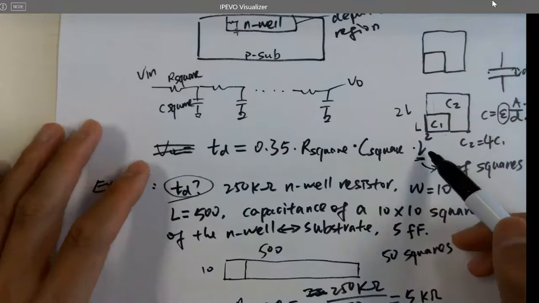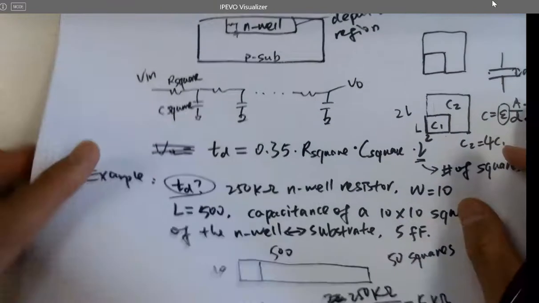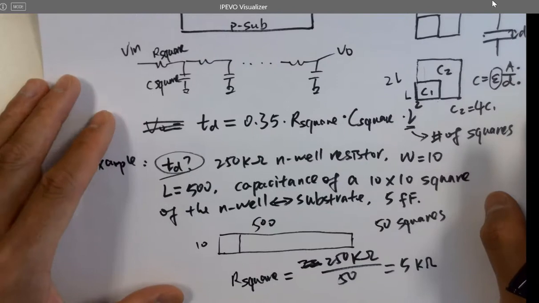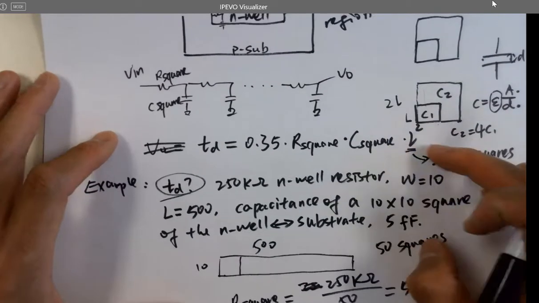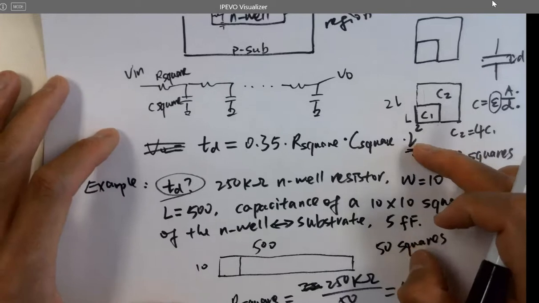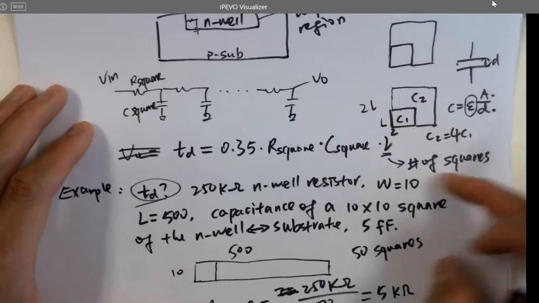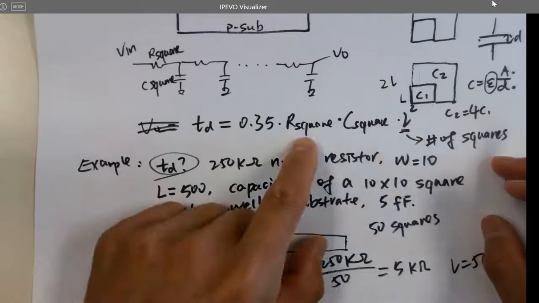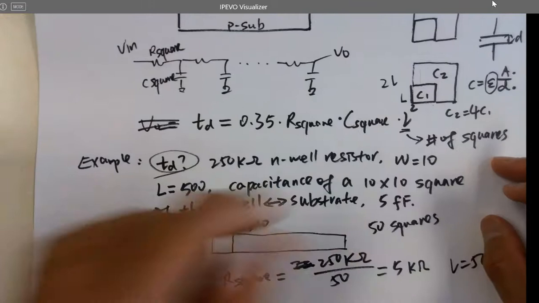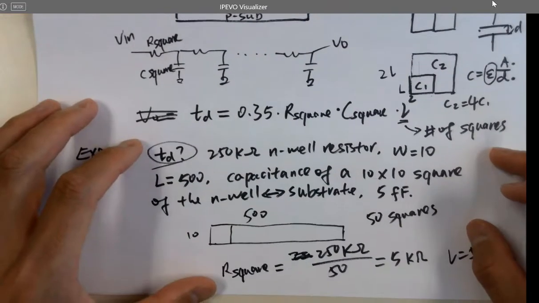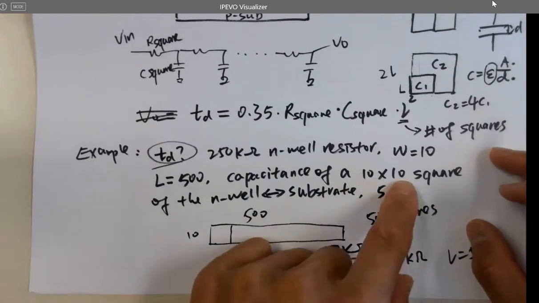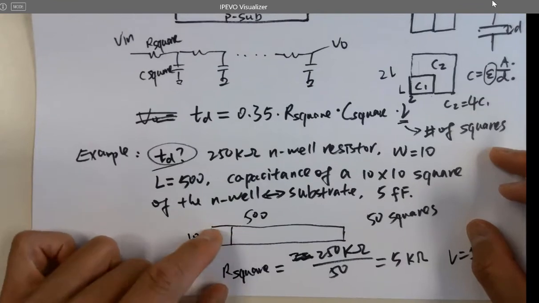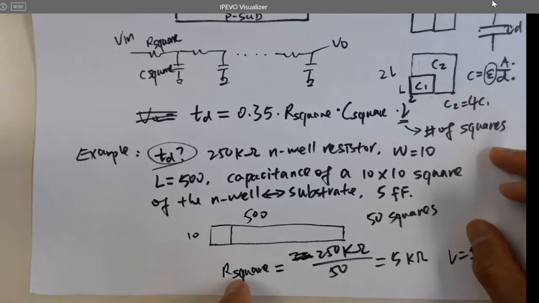So what's the value of L here? L. 50. It's not the length. So L here is the number of squares. See, the number of squares. So L equals 50. So you have this, you have L. What is C square? The problem makes it super easy because 10 by 10, right? Since the width is 10, so 10 by 10 is the same footprint as a sheet resistance square over here.